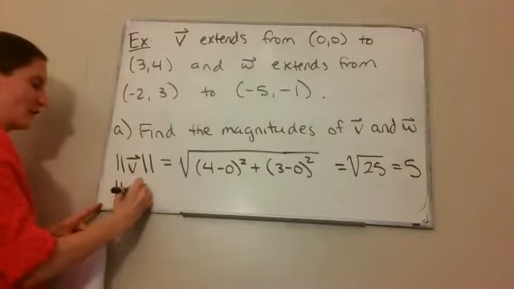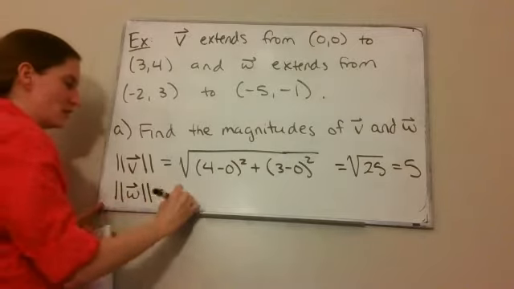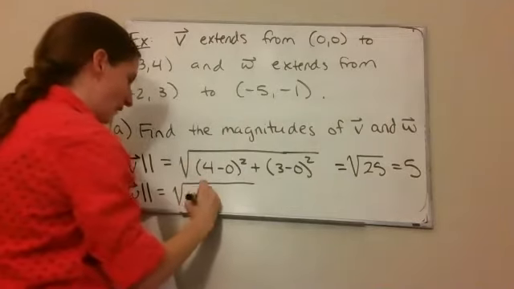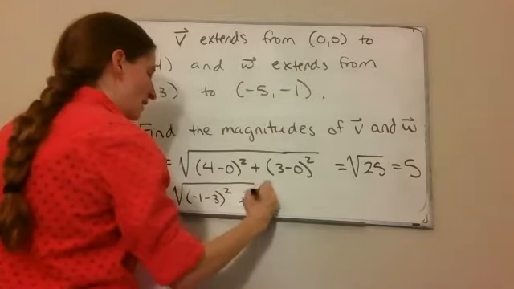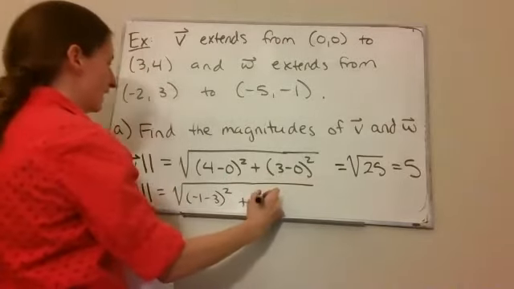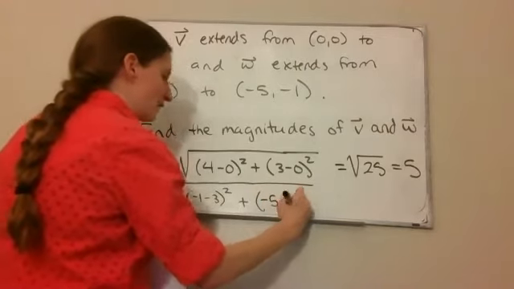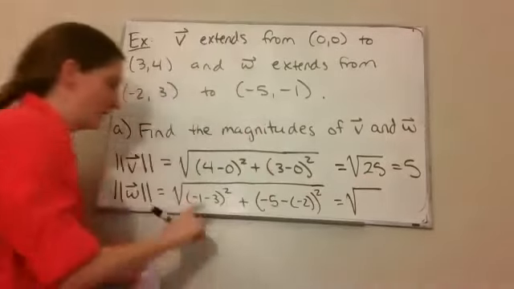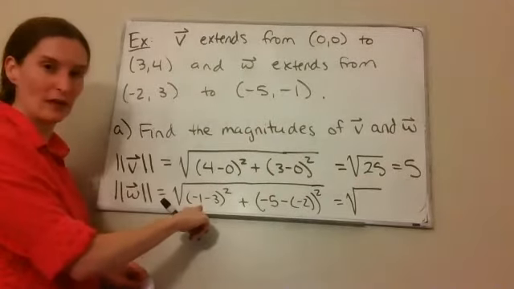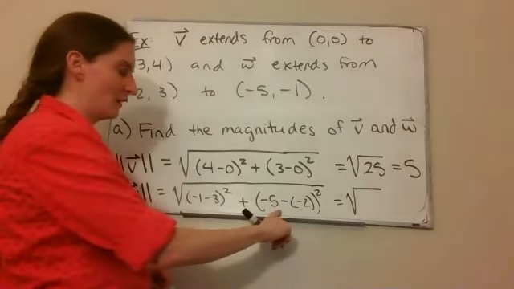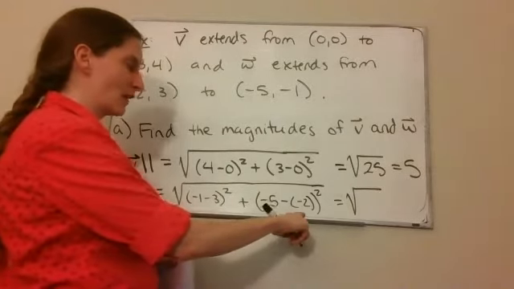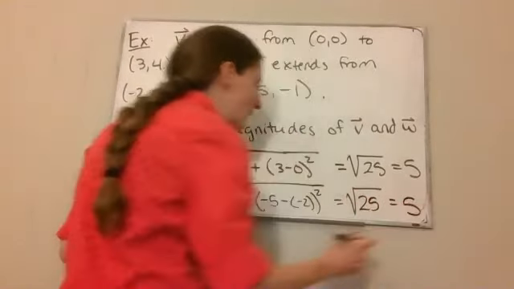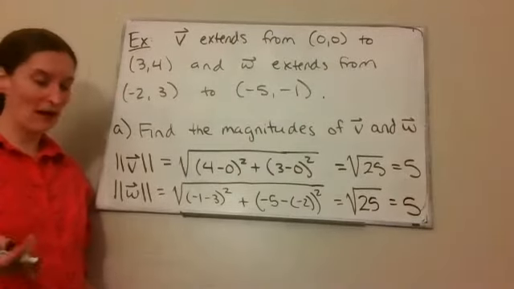And now I'm going to do the same thing to find the magnitude of vector w. I have my change in the y's, so -1 minus 3 squared plus my change in the x's, -5 minus -2 squared, all under a square root. So this is -4 squared, so that's positive 16. And this would be -3 squared, so positive 9. 16 plus 9 is again 25. So I also get the magnitude of vector w is 5.